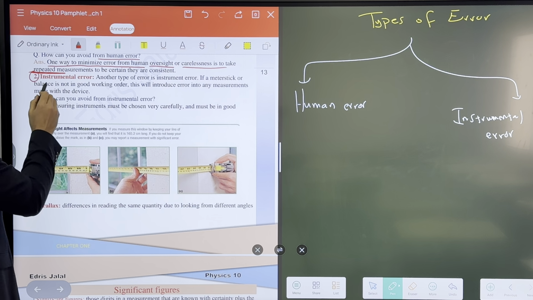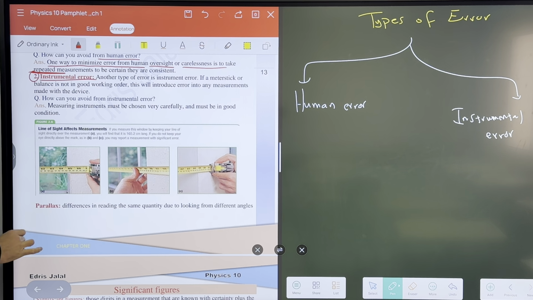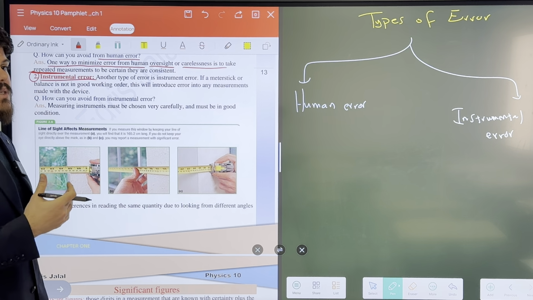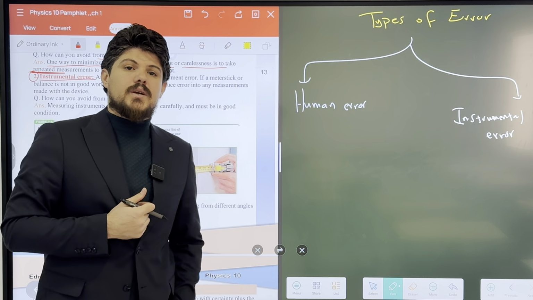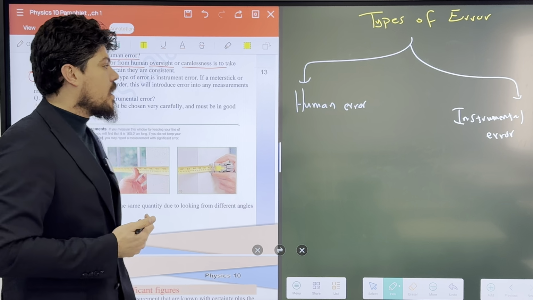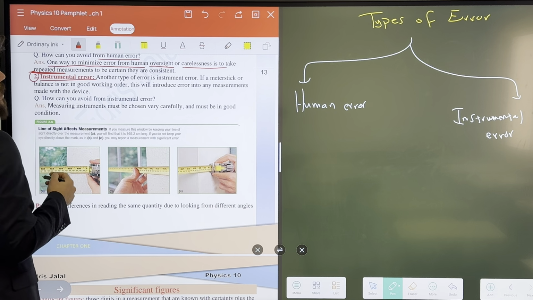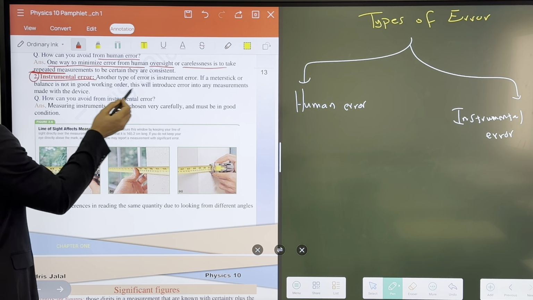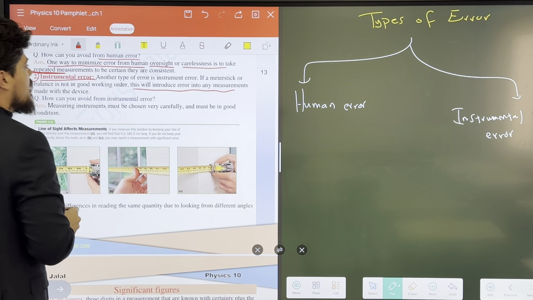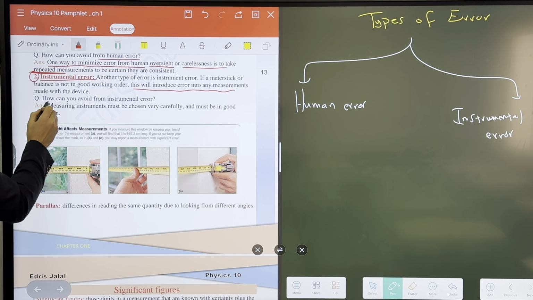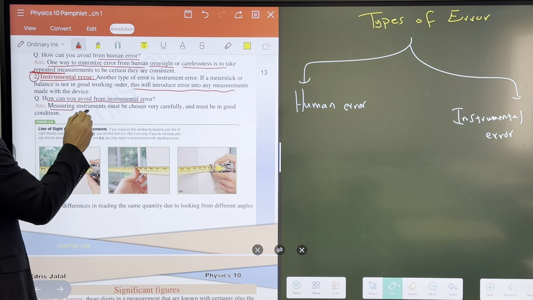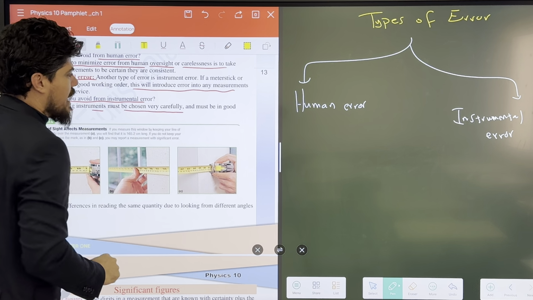The second type of error is instrumental error. If a meter stick or the balance is not in good condition, for example, the meter stick is not correct, or the balance is not accurate, this type of error is called what? Instrumental error. Like the meter stick or the balance is not in good working order, this will introduce error into any measurements made with the device. How can you minimize the instrumental error? Measuring instruments must be chosen very carefully and must be in good condition.